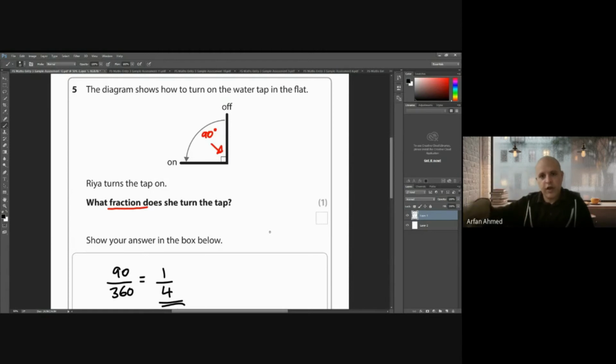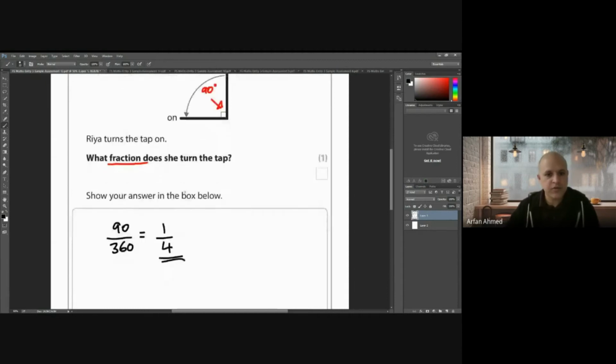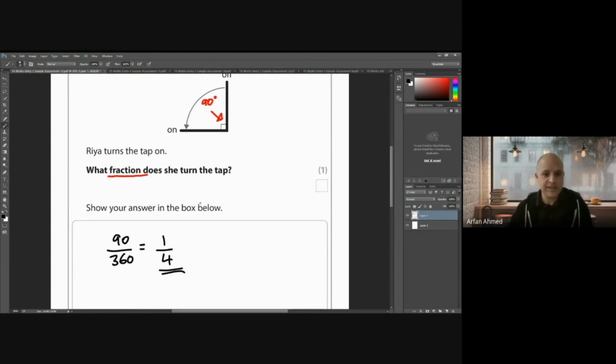If it was half a circle, that'd be half a turn. If it was 3/4, that'd be 3/4 of a turn, obviously. So it just totally depends on what degrees they've given you. So in this case, it's 90 out of 360 degrees. Don't fall in that trap of writing just 90 degrees as your answer. Always recheck what it is asking for. And in this case, it's asking for a fraction.